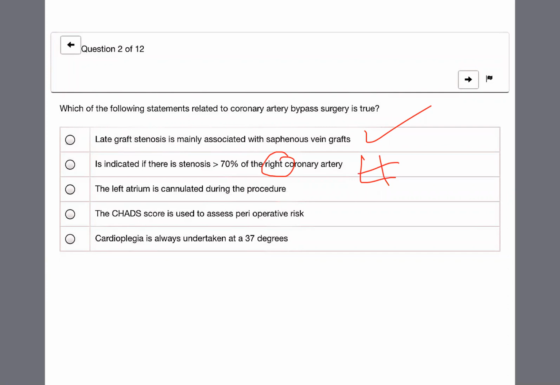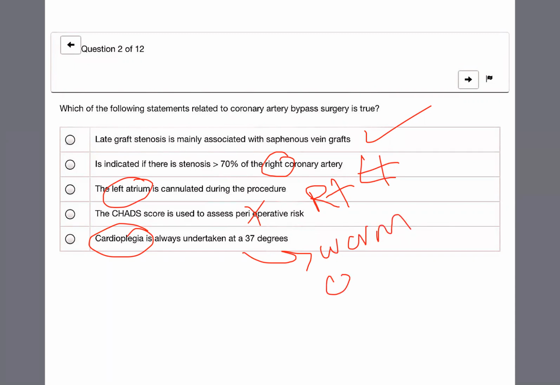Exactly. Okay. Instead of the saphenous vein, we always use the internal mammary artery. Okay, internal mammary artery for the graft, because long saphenous vein grafts very commonly develop stenosis in the long run.